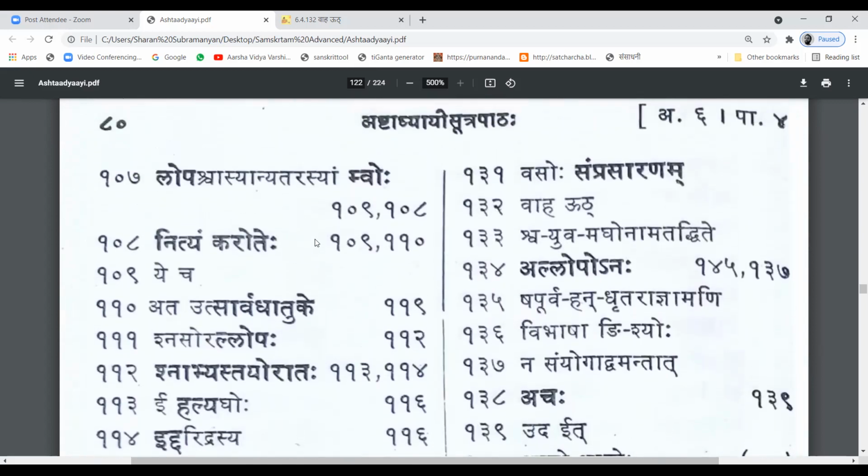Where is that? 6, 4, 1, 32. You see that sutra? Vaha Ut. Yes, dear. And Samprasaranam is there before that. Vasoho Samprasaranam. Samprasaranam comes as Anuvritti for this sutra. So, Vaha Ut means Vagaha Ut. If you do Sandhi Vicheda, Vagaha Ut.